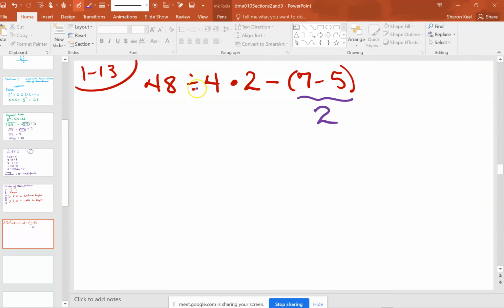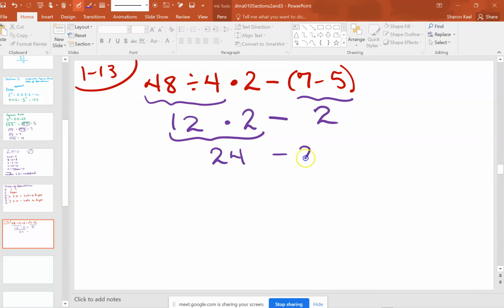I have to do the leftmost one first. So 48 divided by 4 leaves me with 12. I'm going to finish recopying. I've got times 2 and then minus, and that became a 2. So I did the first one, the division, and now as I look left to right, I do have a multiplication. So 12 times 2 is 24. And then last we have 24 minus 2 leaves us with 22.